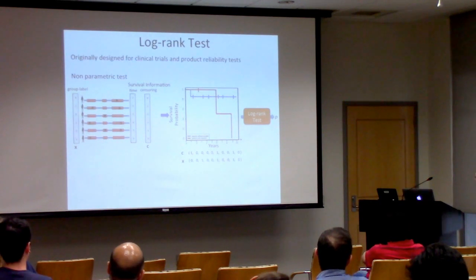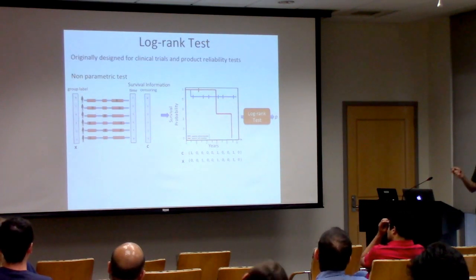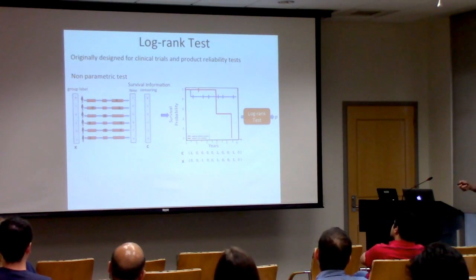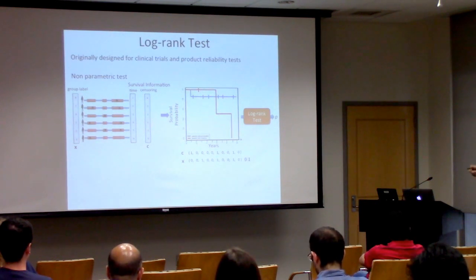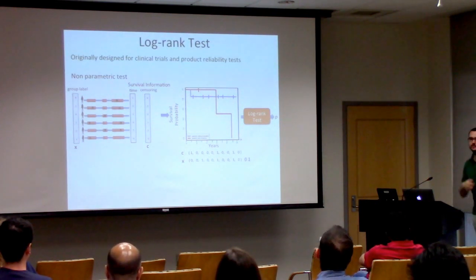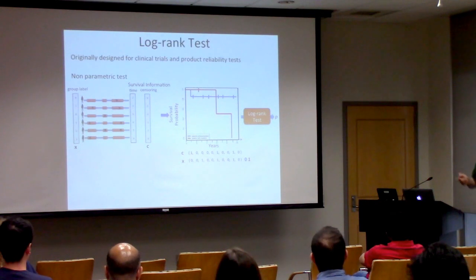And so there are methods to perform such analysis, for example, the log-rank test. So the log-rank test is a test that was originally designed for clinical trials and is a non-parametric test that assesses the difference in survival between two populations. And it is non-parametric in the sense that it doesn't assume any form for the survival distribution.